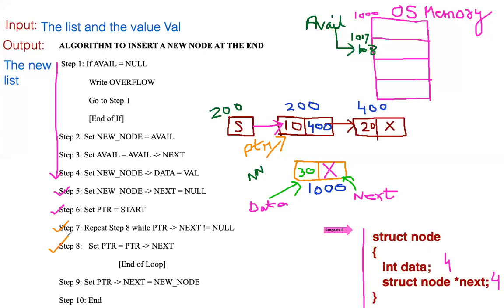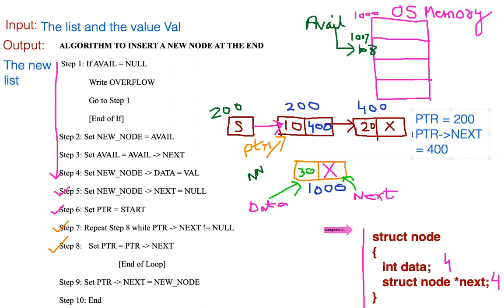So let us see here. Is PTR arrow next equals to null? No, there is an address 400. So we do PTR equals to PTR arrow next. That means in PTR, 400 is assigned. So let me write down here for a better understanding. PTR now is equals to 200 because PTR is equals to start. Now what is there in PTR arrow next? PTR arrow next is equals to 400.